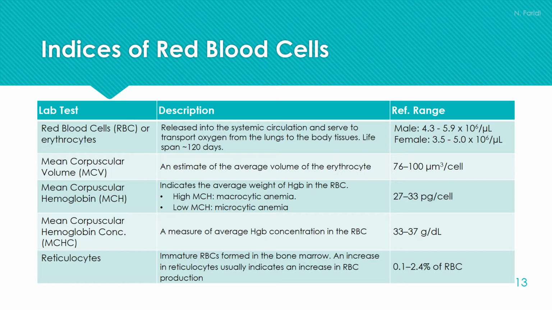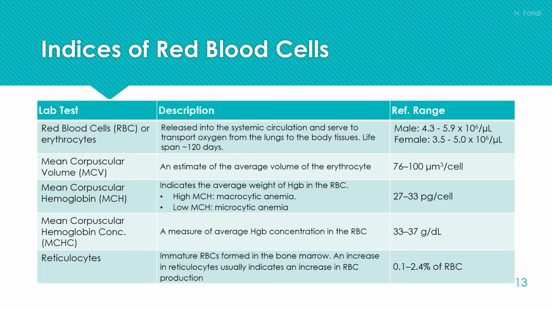Here we have the indices of red blood cells. These are often used when a diagnosis of anemia is being considered. The first one is red blood cells. They're also known as erythrocytes. Their lifespan is about 120 days.